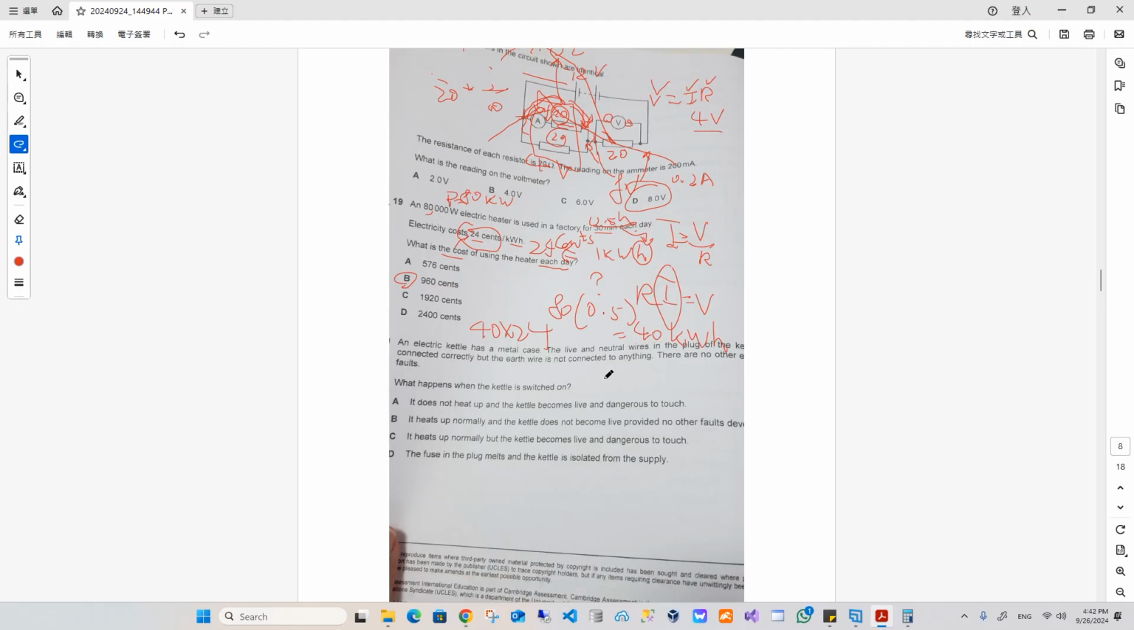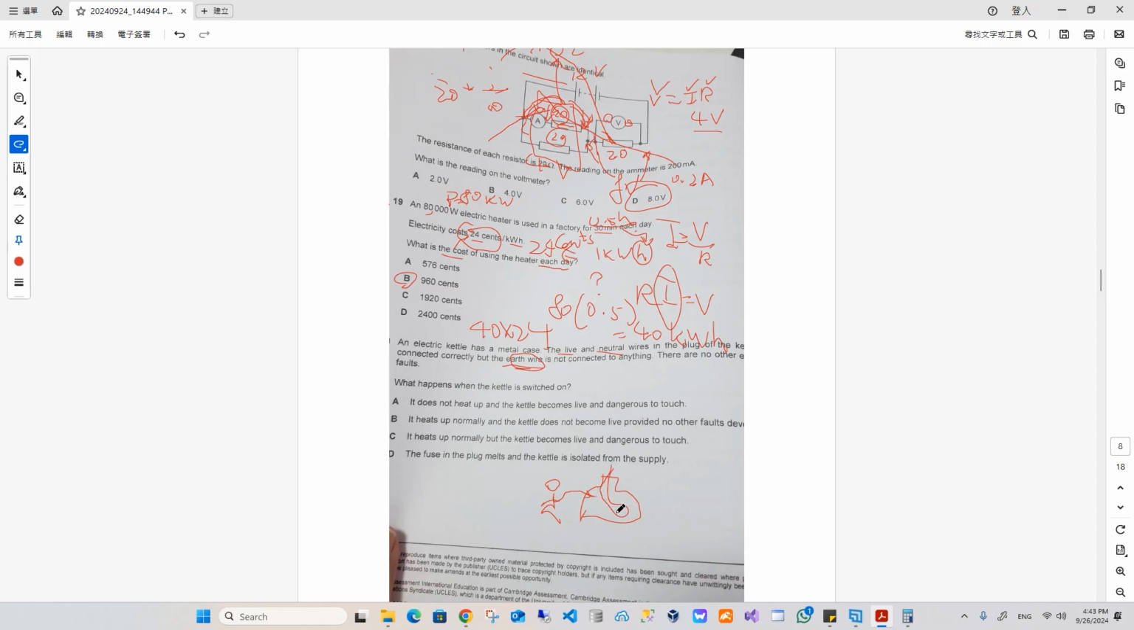Okay, so electric current comes from the live into the heating element and to the neutral, and they say these are connected correctly, so it will work. Then what's the use of the earth wire? The earth wire is to prevent electric shock. So it's to prevent people from getting electric shock when we touch the casing of the appliance, in case any part of the circuit, live in, neutral out, faults.